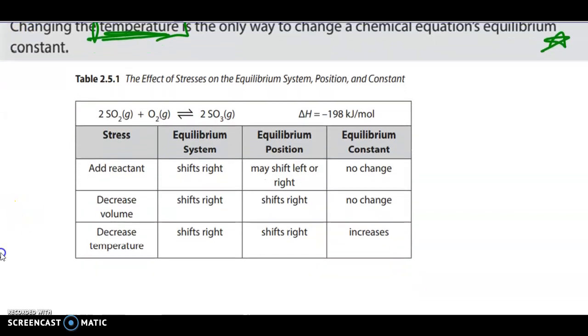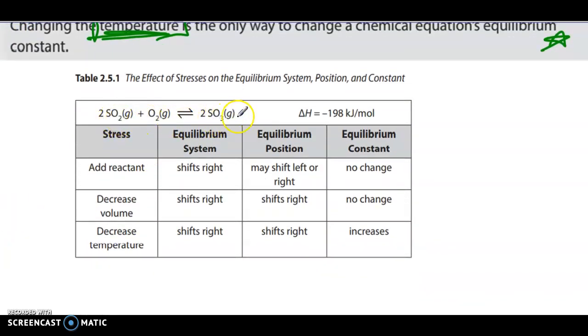Okay, so take a look here. We have an exothermic process with a forward and reverse reaction. Let's say we were to add reactant. This is kind of a nice review of equilibrium shifts. If we were to add reactants, it's going to shift to the right. The equilibrium position may shift left or right, depending on the amount that was added, but your equilibrium constant has no change.